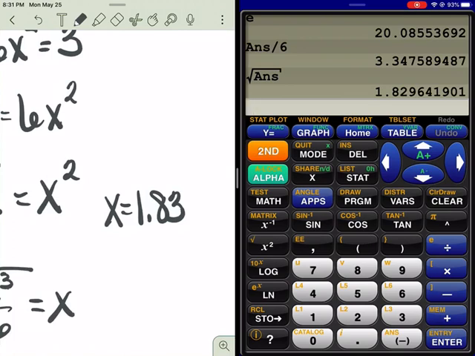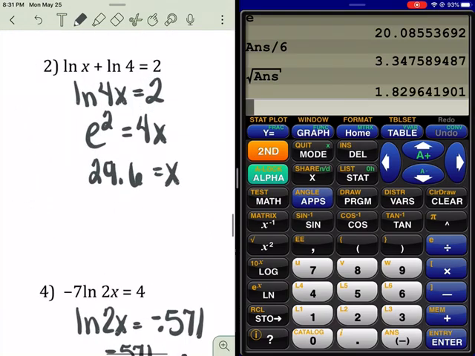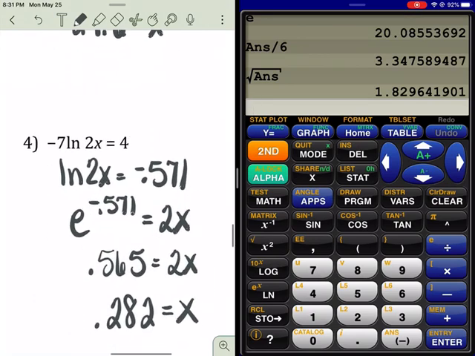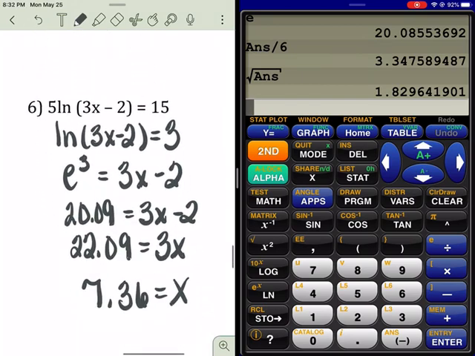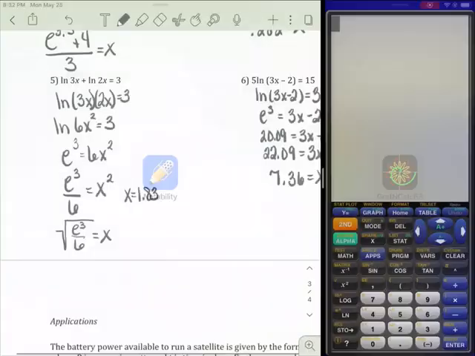All right, take a minute, pause the video, guys, and try the other 3, the evens, on your own. All right, let's check our answers here. I got 29.6 for the first one. And then the second one, I divided by -7 first before I did anything else, and then wrote it in our exponential form. So 0.282. And then our last one, again, I divided by 5 and then solved it. I got 7.36. So hopefully you got all those answers. Let's try one more. That's a little bit harder.